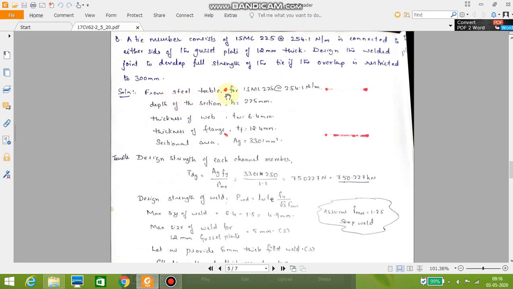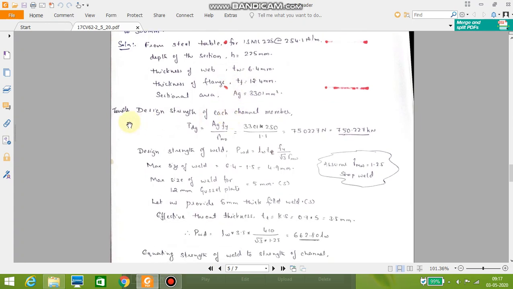So from the steel table, let us take the values for ISMC 225 at 254.1 Newton per meter. It is a C section, which consists of two flanges and one web. Depth of the section equal to 225 mm, which is called H. Thickness of the web equal to 6.4 mm. Thickness of flange 12.4 mm. Sectional area 3301 millimeter square. Always in the case of a C section, the web is to be connected to the gusset plate.